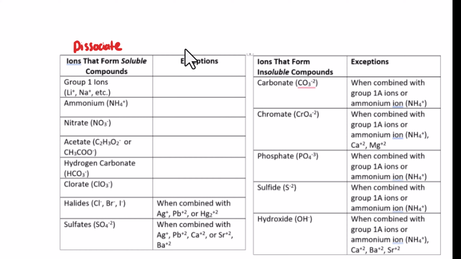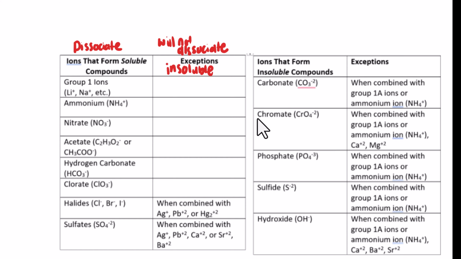Now, on the right-hand side, there is an exception. For example, you have halides. If it has a halide, it will be dissociated. It will be soluble. However, if it has silver or lead 2 or mercury 1, it will prevent it from being split, or it will prevent it from becoming dissociated. So this is the area where it remains insoluble. So it will not dissociate.